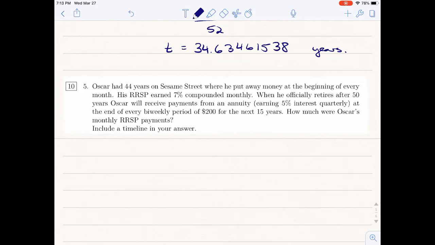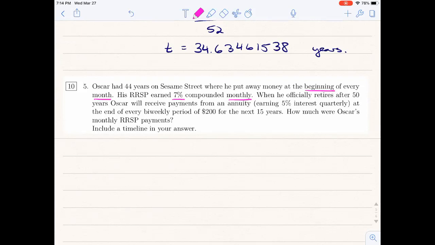So here we've got this doozy. Oscar had 44 years on Sesame Street where he put away money at the beginning of every month. And his RRSP earned 7% compounded monthly. So that's for 44 years. When he officially retires after 50 years, between 44 years from now and 50 years from now, the money is just going to sit there. So we've got this kind of gap.